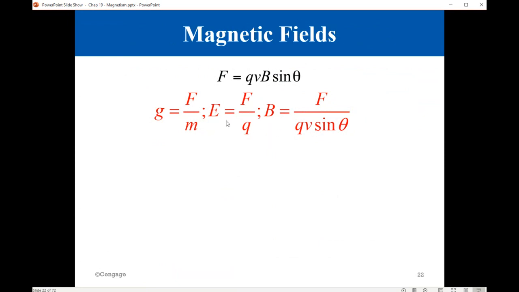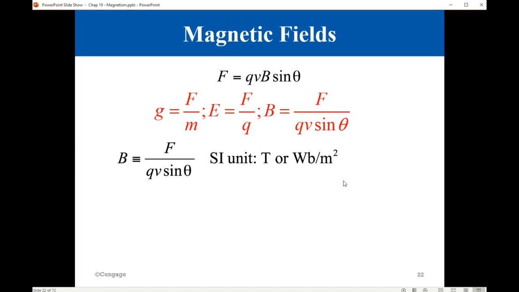Recall what we learned before when we defined the electric field as force per unit charge, and when we defined the gravitational field as force per unit mass. So for gravitational fields, the intrinsic quantity of interest is the mass. For electric fields, the intrinsic quantity of interest is the charge. For magnetic fields, the intrinsic quantity of interest is a moving charge Q with some velocity V and some angle theta.